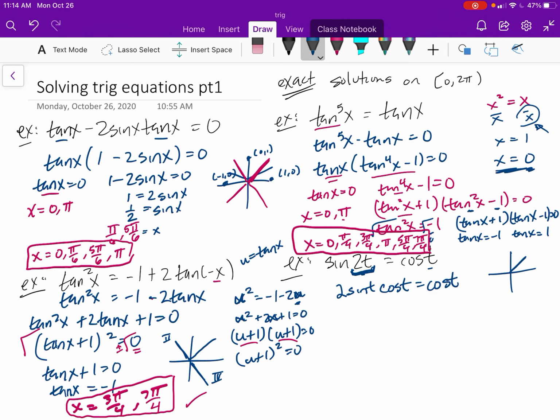All right, now I wanted this one to kind of piggyback off that last one because a common mistake is dividing out that cosine and just saying 2 sine t equals 1. But that's eliminating a possible answer. Try to get these to equal 0. Don't divide out a variable. Now we can factor out a cosine, and now it looks kind of similar to that very first one where we factored out a tangent. Factor out cosine.